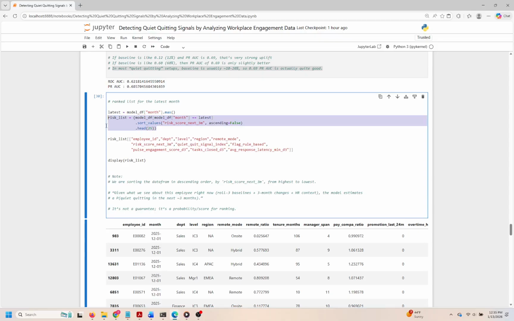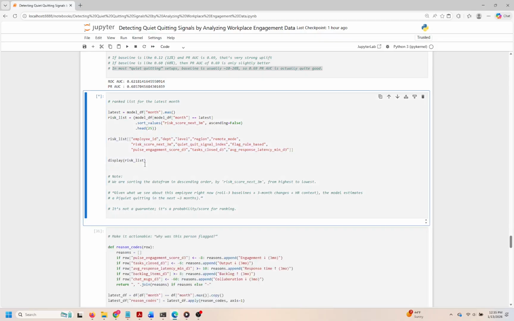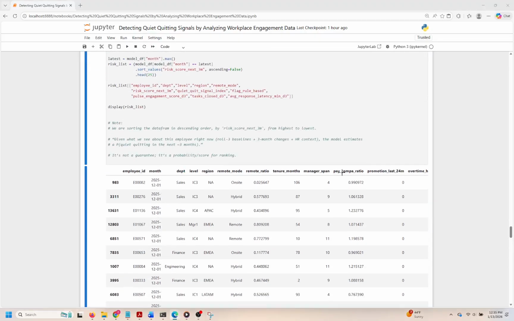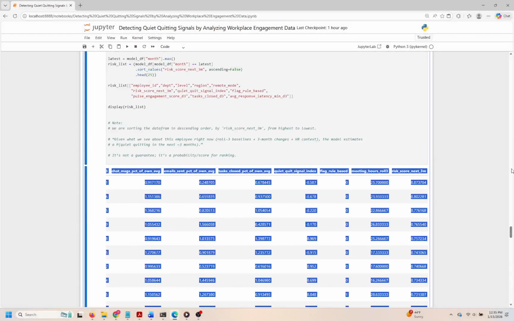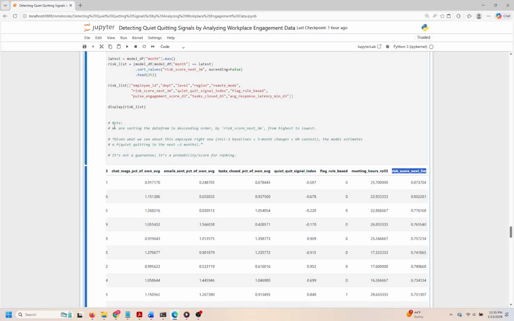Once we have our subset of data, we sort these records by an important metric, the risk score for potential quiet quitting over the next 3 months. This score is critical, as it represents a probability estimate, though it's essential to remember that it doesn't provide guarantees, just likelihoods. By sorting in descending order, we prioritize employees who are most at risk, which in turn allows us to focus our intervention efforts on those who may need it the most.